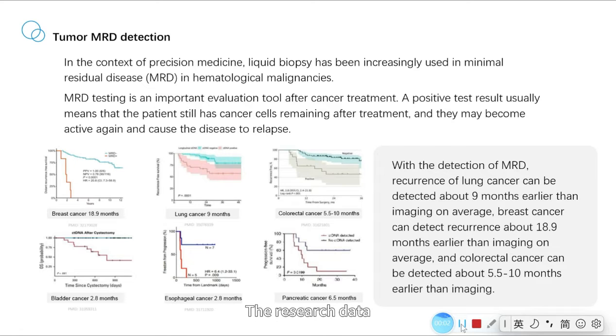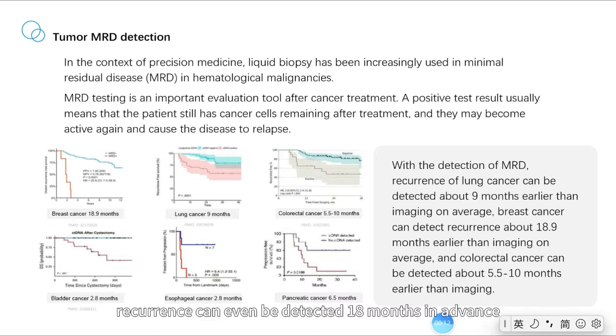The research data in the picture show that MRD detection can detect cancer recurrence several months earlier than imaging. For breast cancer, recurrence can even be detected 18 months in advance.